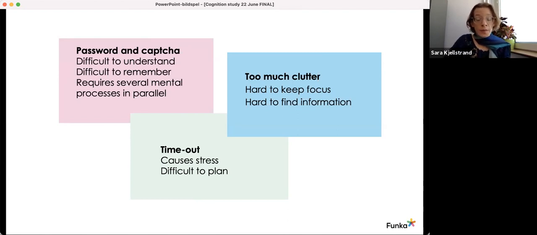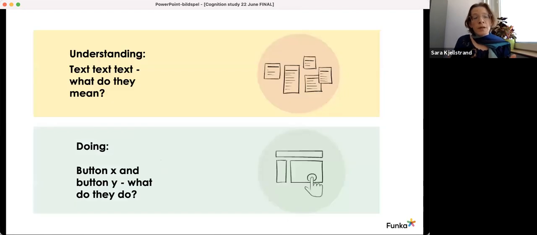But there are more of them. And what we found is there are broadly 2 categories of barriers, and one has to do with understanding. If you have lots of text, how can you actually know what it means, and how can you get to the information you need? And it's also very seldom that the information is easy to read, or even in a slightly plain language format. And then there are barriers related to doing things on the web. So all these buttons and icons, what do they do?